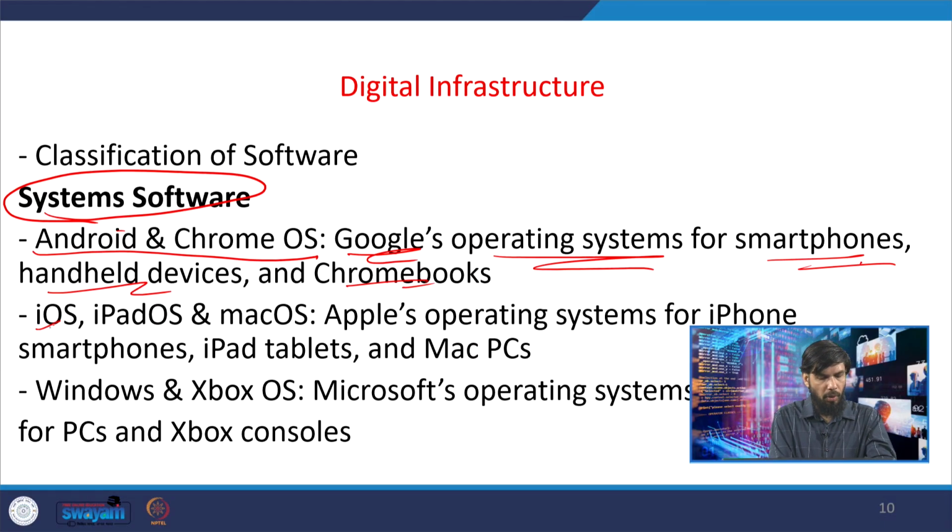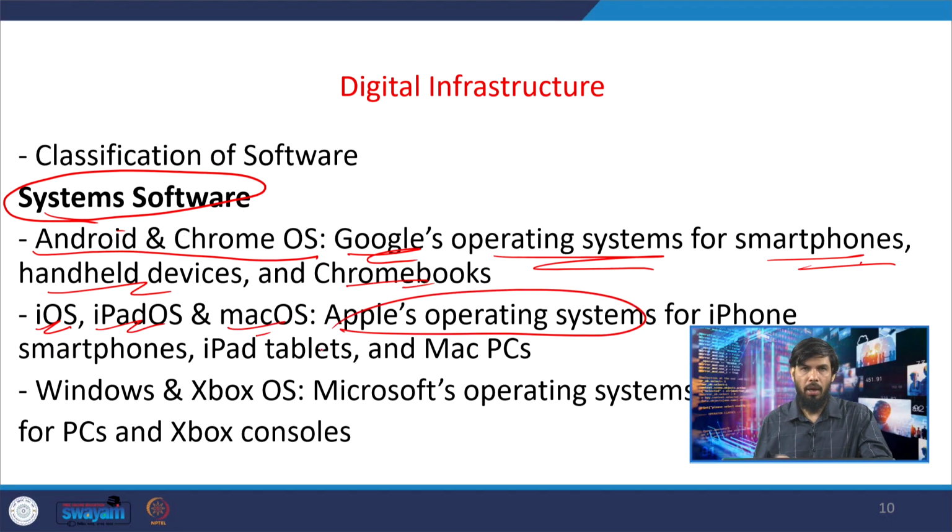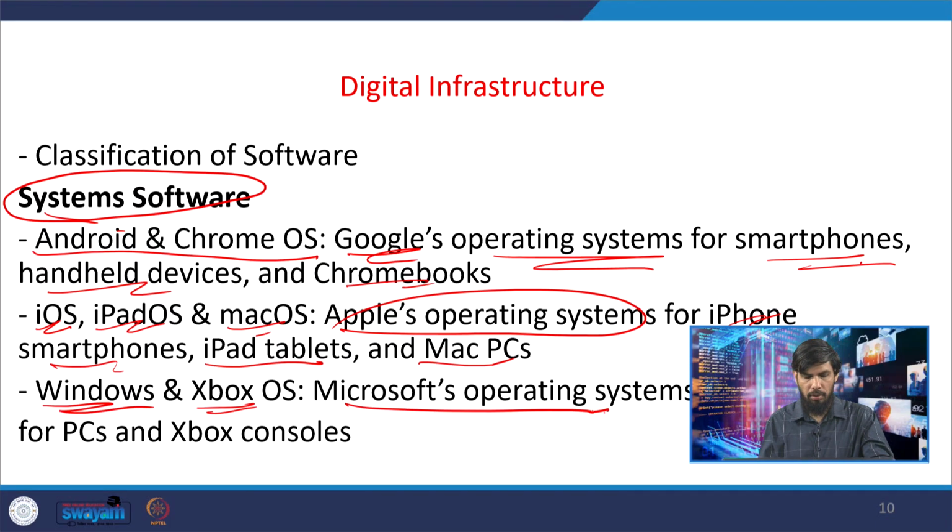And similarly, iOS, iPad OS and Mac OS are Apple's operating systems, for iPhone smartphones, iPad tablets and Mac PCs. Again, examples of system software in the Apple ecosystem. Similarly, Windows and Xbox OS are Microsoft's operating systems, examples of system software for PCs in general having the Windows operating system, and Xbox consoles.